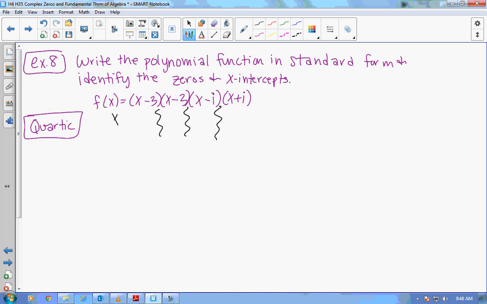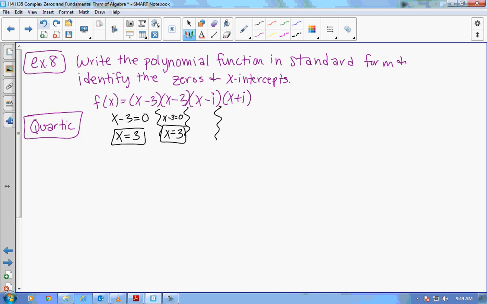Okay, set each of them equal to 0. Oops, did that wrong. x minus 3 equals 0. If x minus 3 equals 0, what's this root? x equals positive 3. And this one, x minus 3 equals 0. What's this root? x equals positive 3. Interesting.